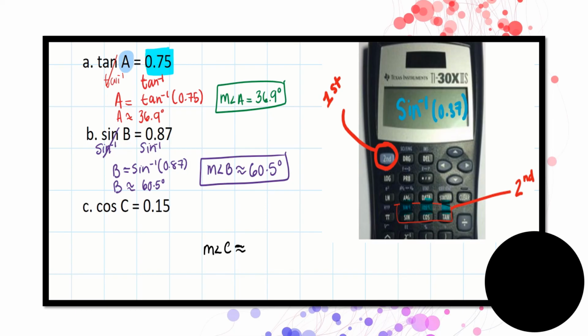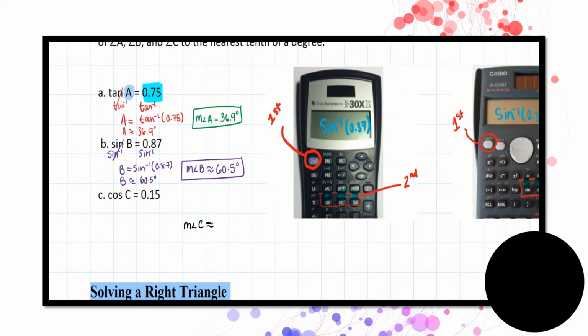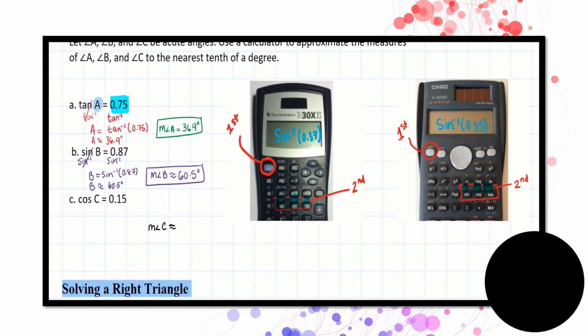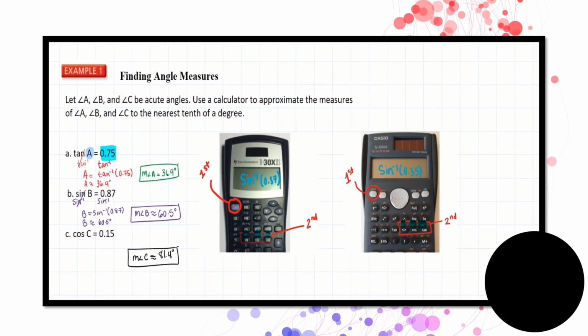The way you can check if you are doing this correctly is common sense, right? These are all acute angles, so you should be getting measurements that are less than 90 degrees. And then for C, how about you try it? I'm not going to show the work, but the answer should be 81.4 degrees. And that's how you use inverse trig functions to find out some angle measurements.